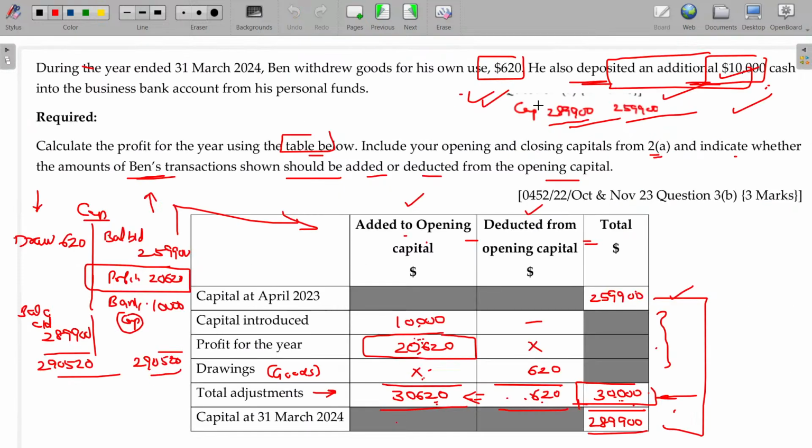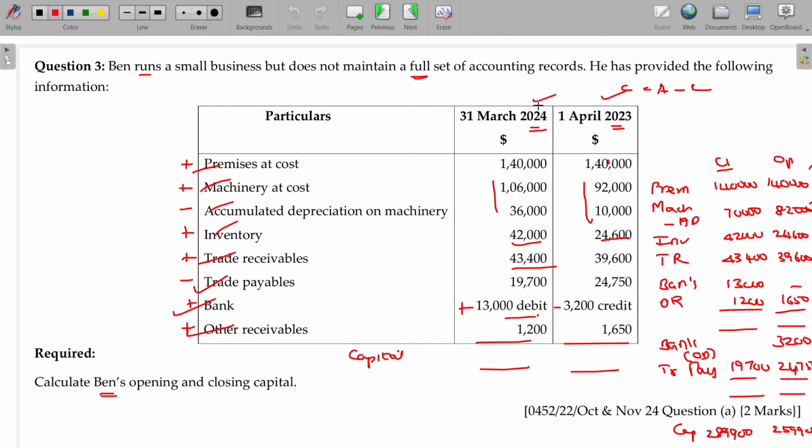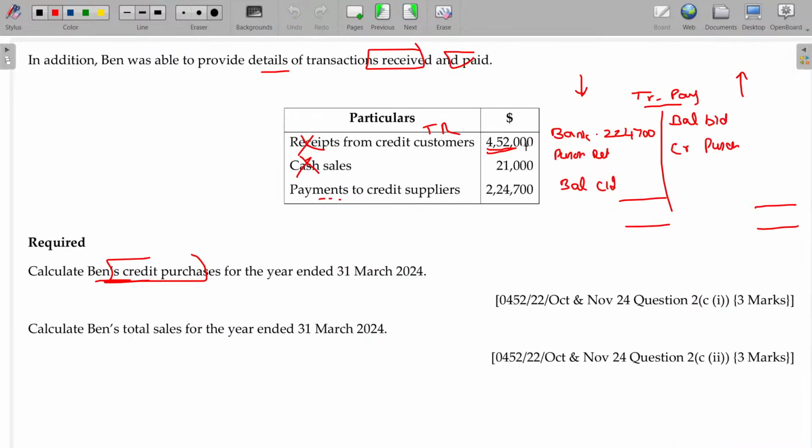What about the opening balance and closing balance of trade payables? Given here. 24,750 is the opening, 19,700 being the closing. I post that value here. No other information is given, so we assume that purchase return is missing or not available.